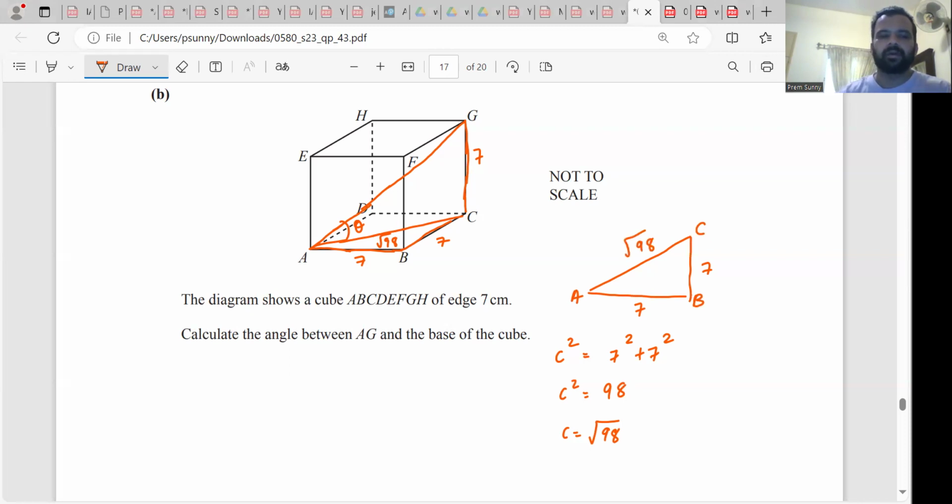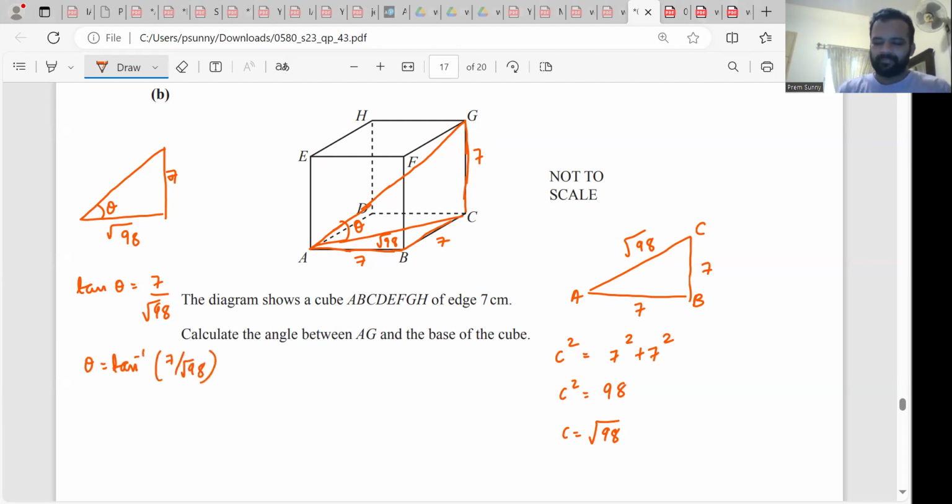Now let's go back to the original right triangle that we are considering here. We have 7 here and we have square root of 98. This angle theta is what we need to find out. So tan is what? Opposite over adjacent. Tan theta is equal to 7 by root 98. Theta is equal to tan inverse of 7 by root 98. So tan inverse of 7 divided by root 98 will give us 35.3.